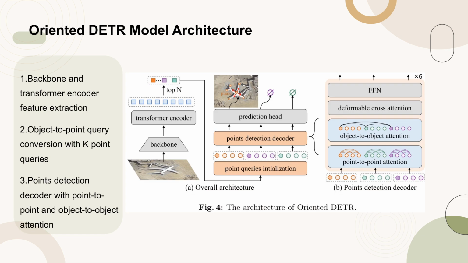optimization. Figure 4 illustrates the architecture of oriented DTR, a model designed for object detection tasks. The architecture begins with an input image, which is processed by a backbone to extract features. These features are then enriched with global context through a transformer encoder. The model selects the top-n features as object queries, which are converted into k-point queries using an object-to-point query conversion function. These point queries interact through a points detection decoder, which includes point-to-point and object-to-object attention mechanisms. Finally, a prediction head generates the output based on these interactions.